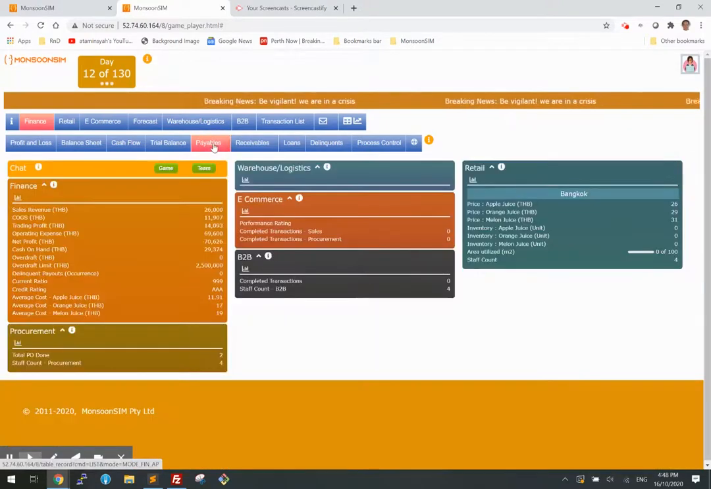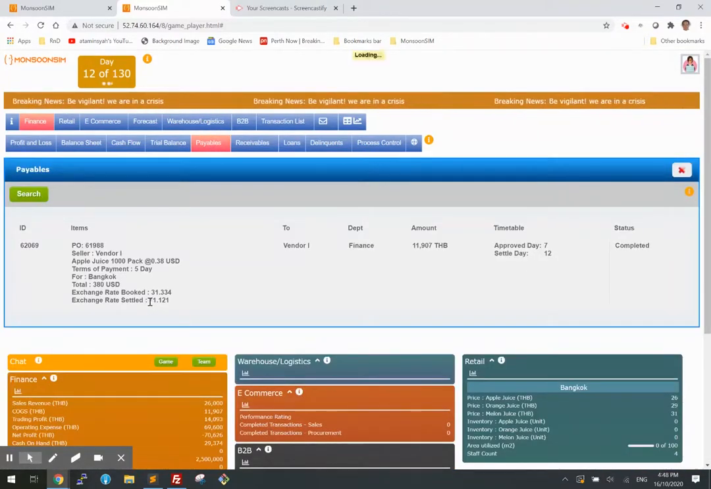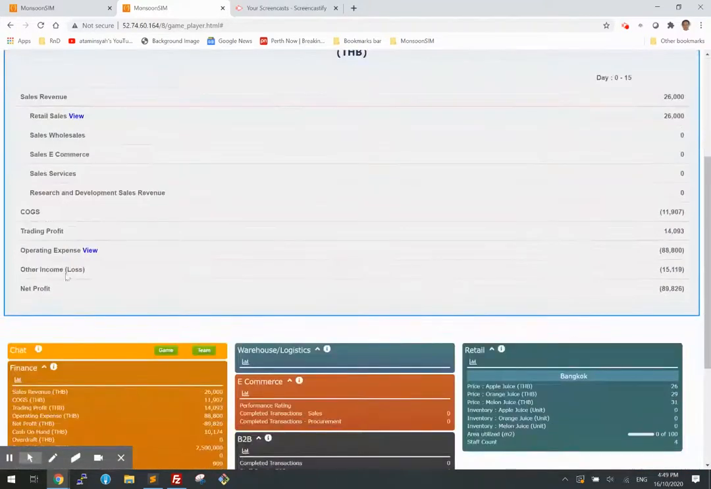Now, upon settlement day, unfortunately, the rate, because of crisis, has jumped from 31 baht to 71 baht. And because of this, I have to pay a lot more because I need to spend that much more money in order to pay the vendor. So there is a difference. Now, where does the difference go? The difference will go to my other income loss. That's what happened to me if I do not get the timing correct.